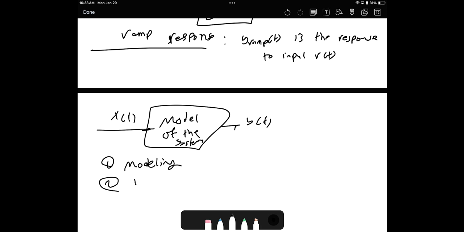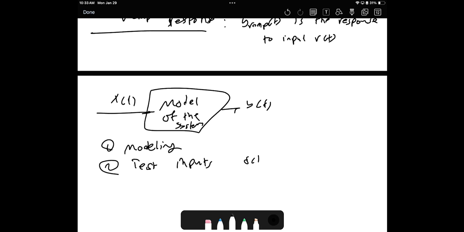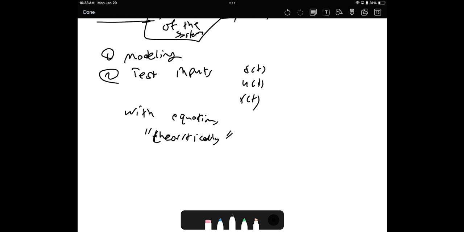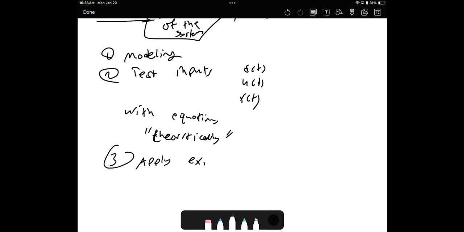Second step, test the system, test inputs. So I will test delta of t, u of t, r of t. Or in other words, impulse response, step response, ramp response. So that's my next step. I need to do this not in hardware, but in equations by using the system equations. So I need to see what the output y of t is. So test inputs with equations, or theoretically. If everything goes well theoretically, then I'm ready to apply this in experiments.